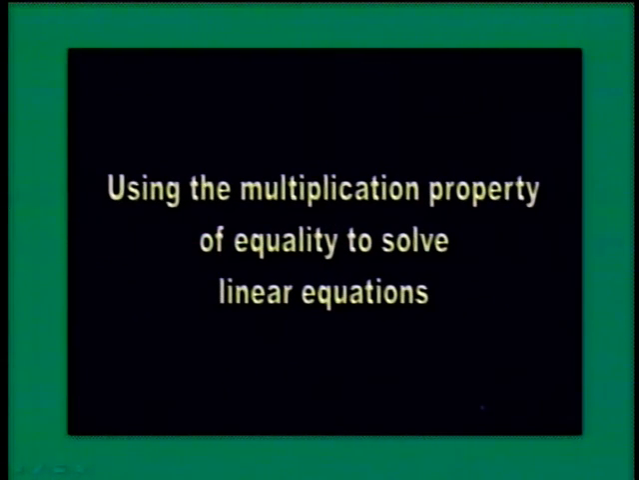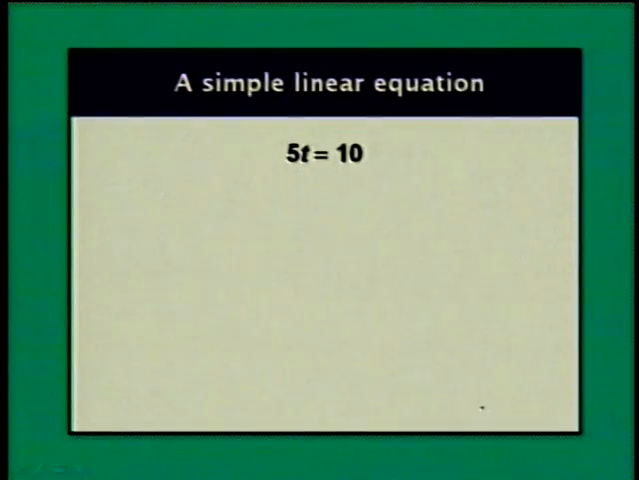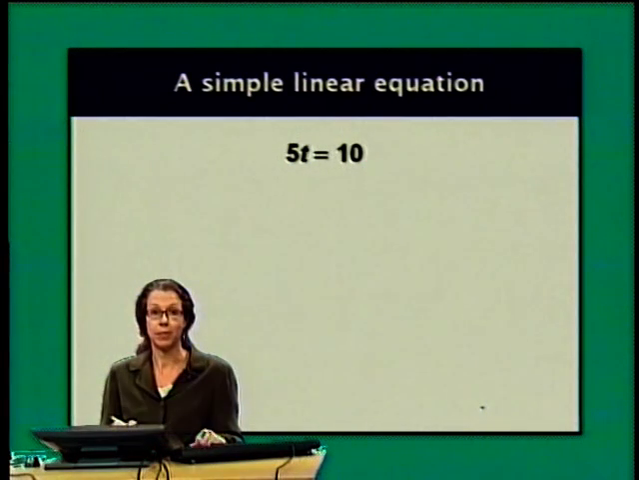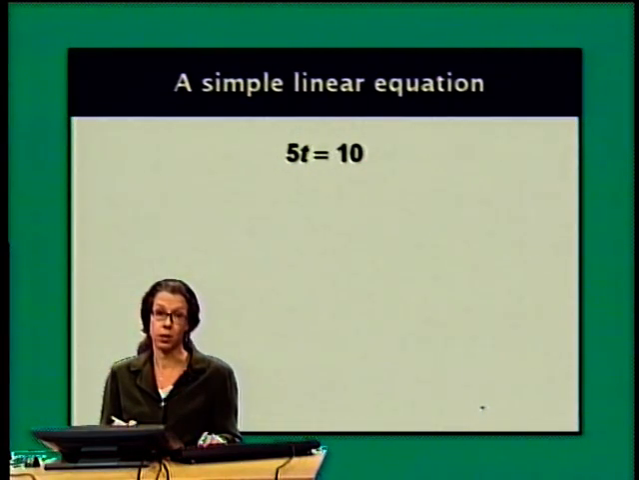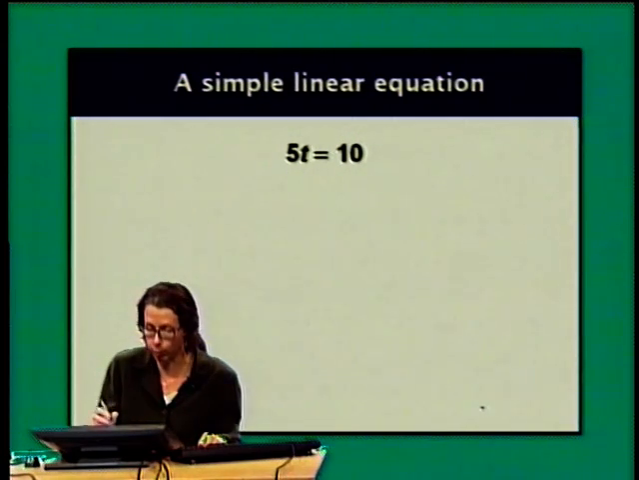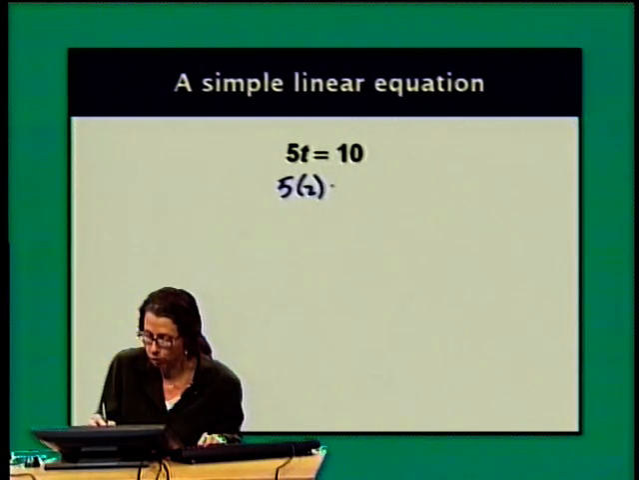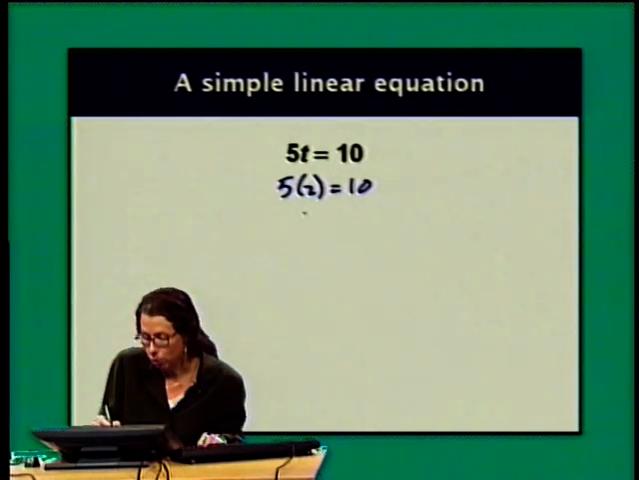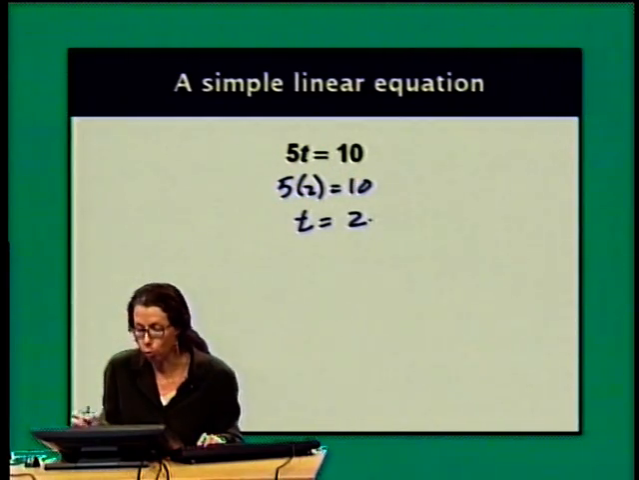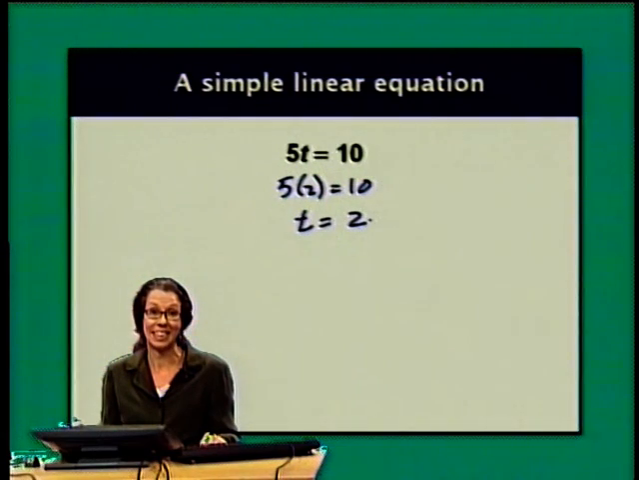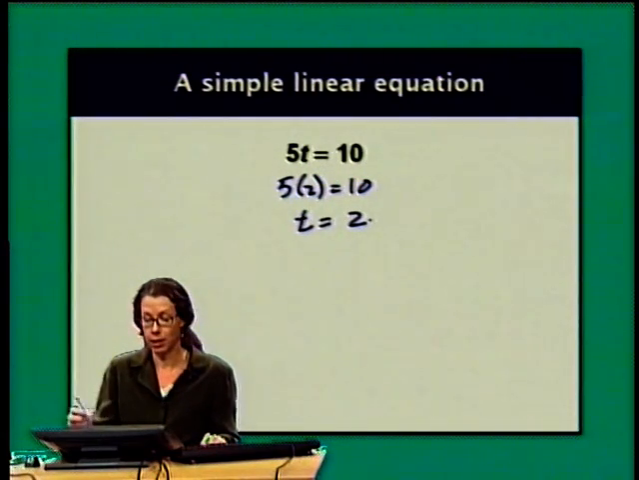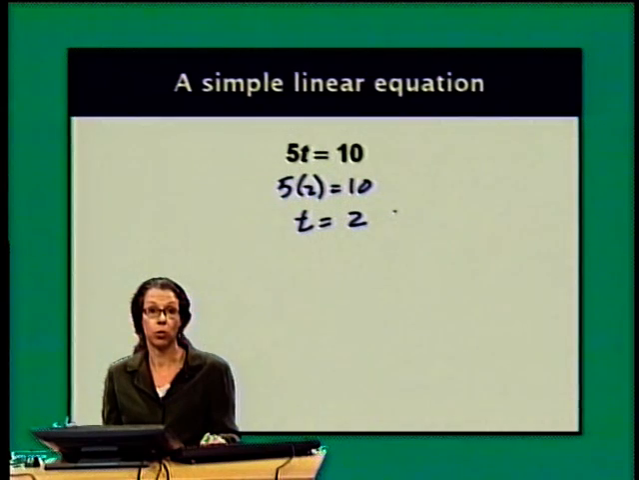So now we're going to talk about a multiplication property of equality, which we can also use to solve some simple linear equations. Here's one that's real simple. 5t equals 10. We're looking for some number. We multiply it by 5, we get 10. 2 will probably work. 5 times 2 equals 10. So we're aiming for this equivalent equation, t equals 2, because 5t equals 10 and t equals 2 have the same solution, 2.